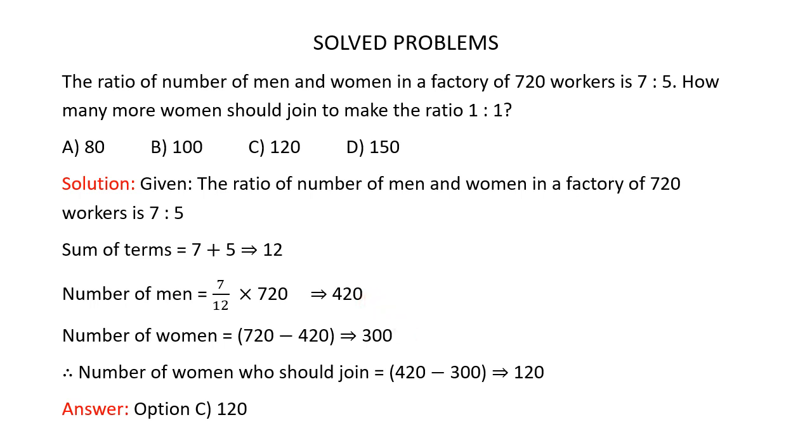So if the number of women is also 420, then the ratio of number of men and women will be 1:1. So the number of women who should join is equal to 420 minus 300, which is 120. So 120 more women should join to make the ratio 1:1. So the correct answer is option C, 120.